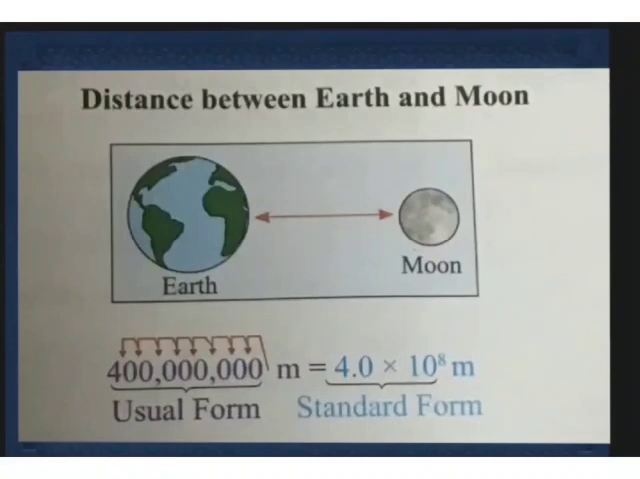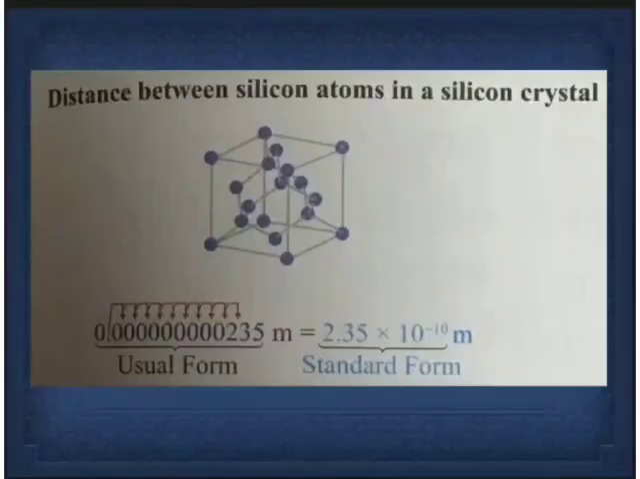And now let us take one more example, in which we are finding the distance between silicon atoms in a silicon crystal, and we have to convert this into standard form. So now we can see here that the decimal is moved in the right direction 10 places. Because the decimal is moving in the right direction, the power will be negative. So the answer will become 2.35 into 10 raised to power minus 10 meter.